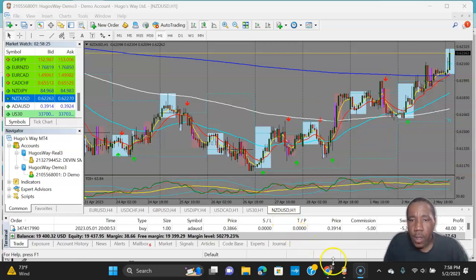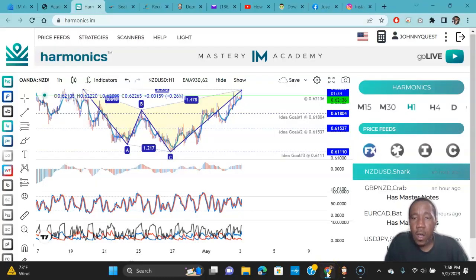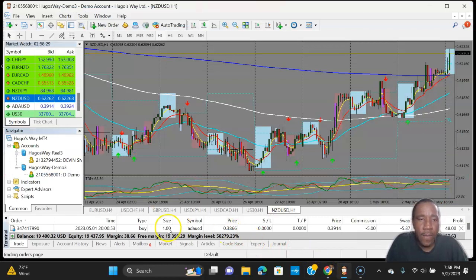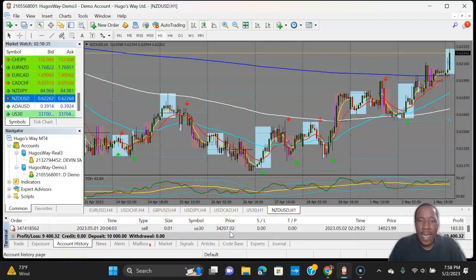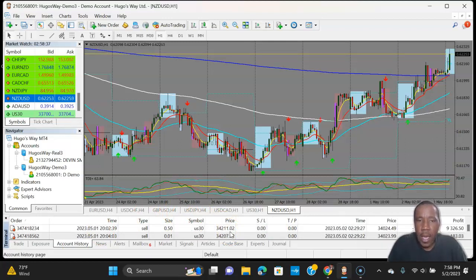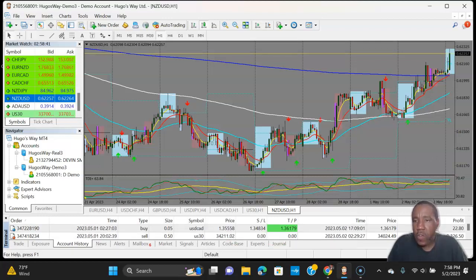So, looking at the harmonic scanner, really quick before we go any further, the USD CAD that we were in actually went into profit, $22. So that was a good trade if you were in USD CAD in that buy.